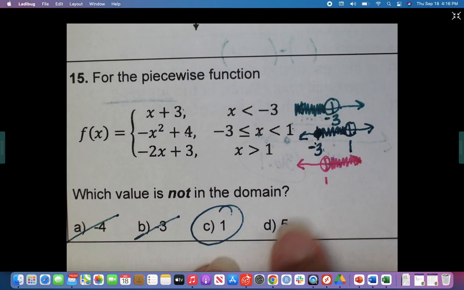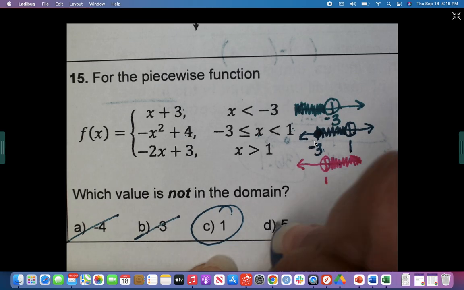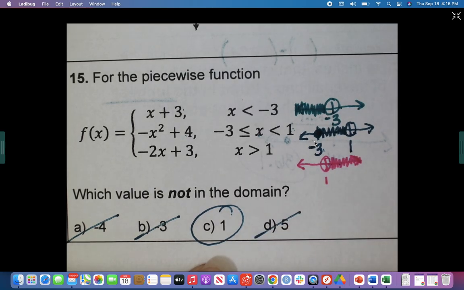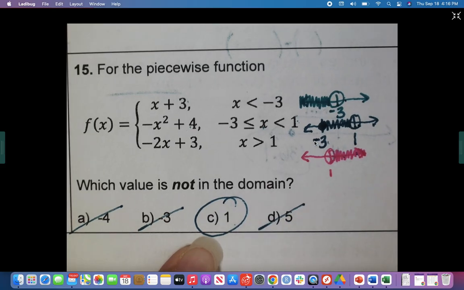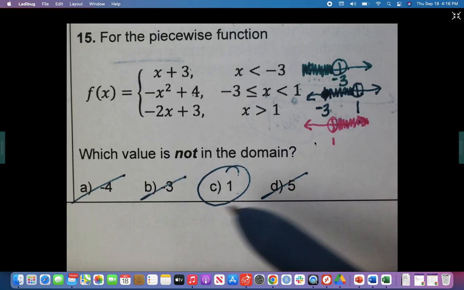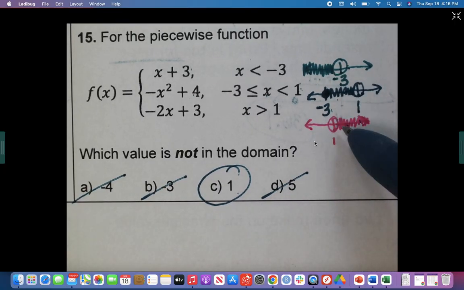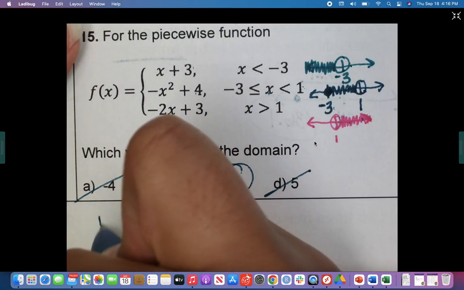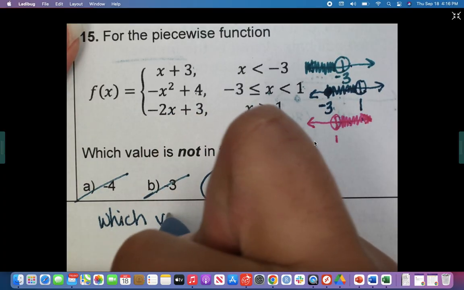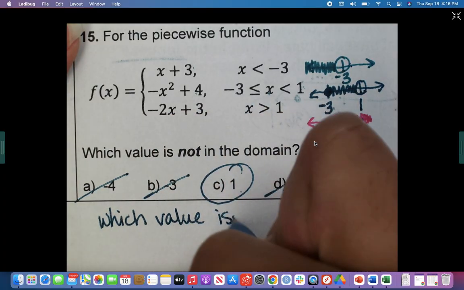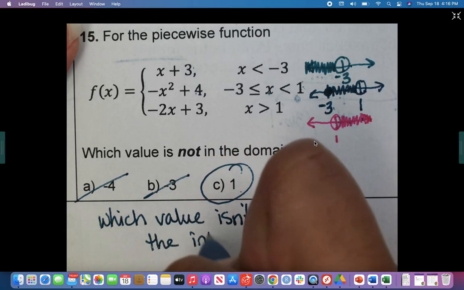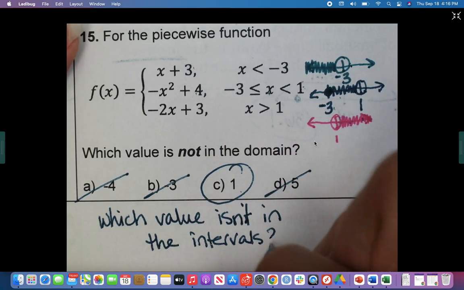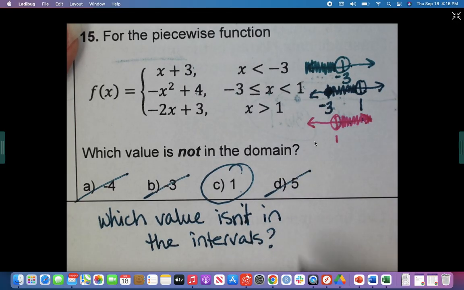Because if you check 5, 5 is to the right of 1, so it fits somewhere. I have somewhere to put it, which would be the bottom. 1 doesn't fit anywhere, so that one's not in the domain. So which value is not in the domain? Which one of these values is not in the intervals? So which value isn't in the intervals? That would be 1.